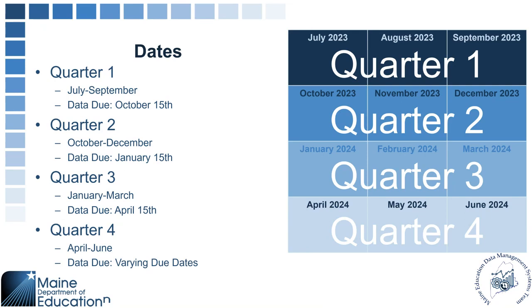Quarter two will open up October 1, run through December 31st, due on January 15th. Quarter three is January through March, due on the 15th of April. And quarter four is April through June. There are varying due dates for the end of the school year for this reporting based on the different reports.